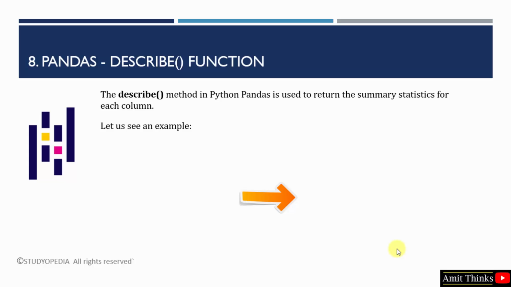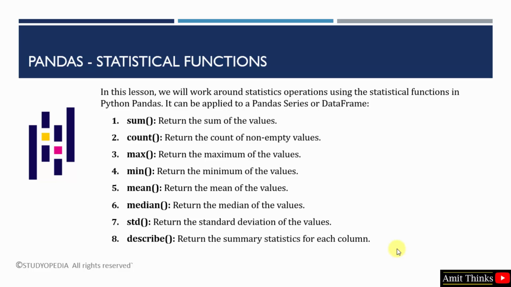We have used the describe method to return the summary statistics for each column. In this lesson, we saw how we can work around the statistical functions. We worked on the following 8 functions provided by Python Pandas.